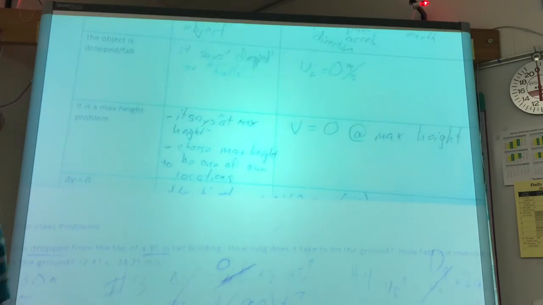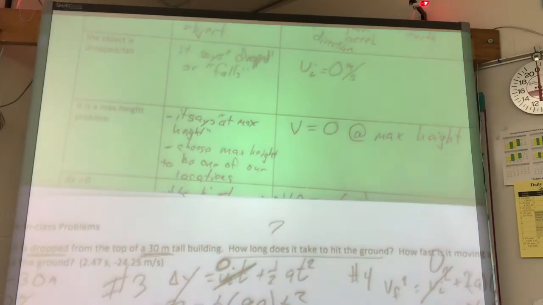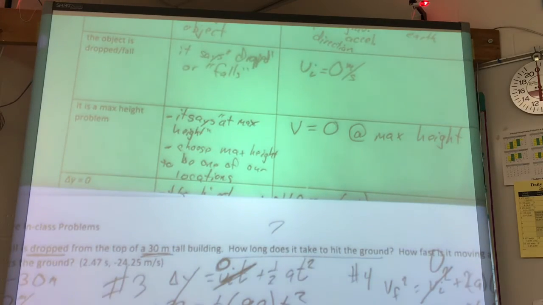And it's going to be going 0. So if we choose maximum height, we can say, hey, my velocity at that point is 0. Now we got to make some choices. Is that my initial position? Is it my final position? That's something we can deal with. But we know the velocity at maximum height is 0, right? It goes up and it stops and then it comes back down.